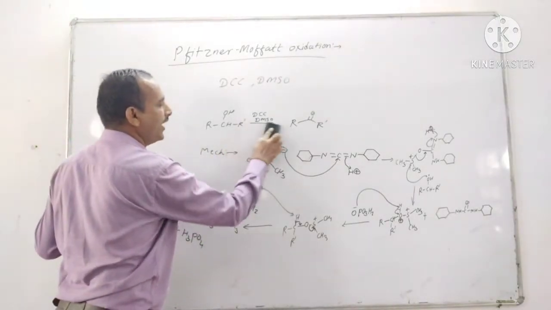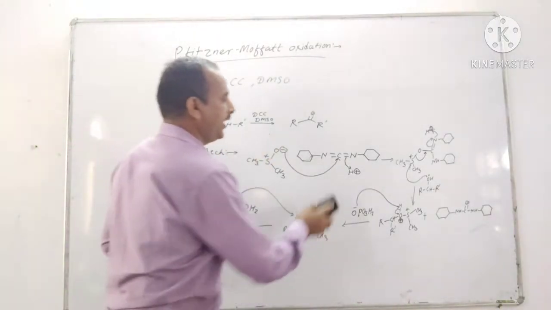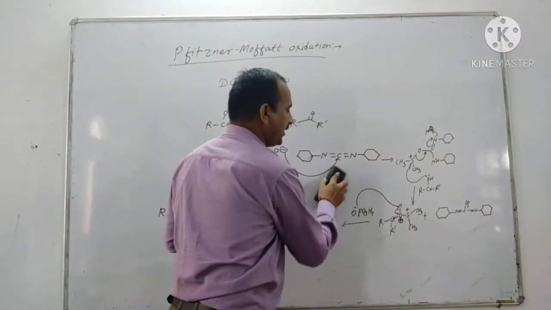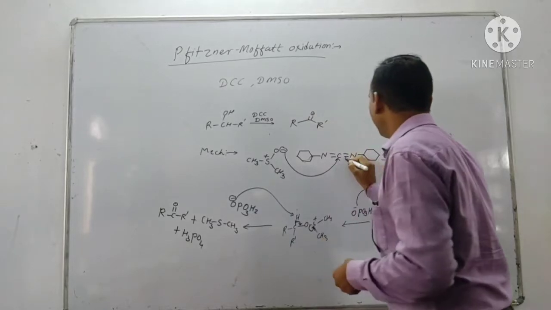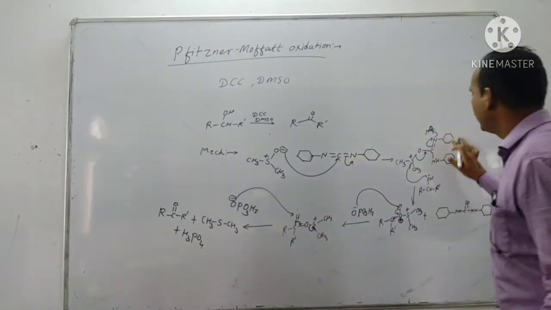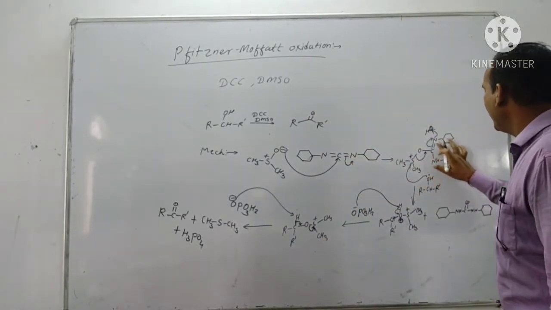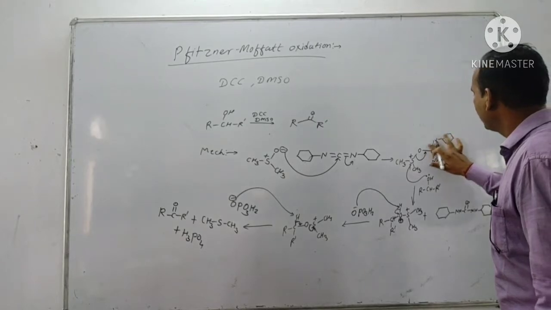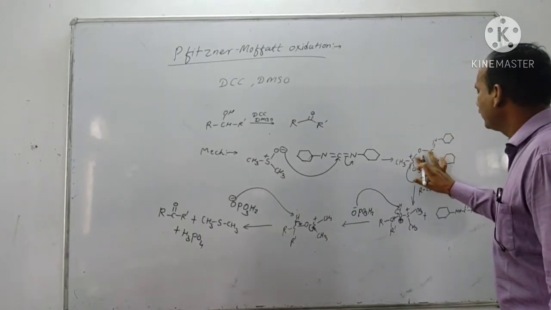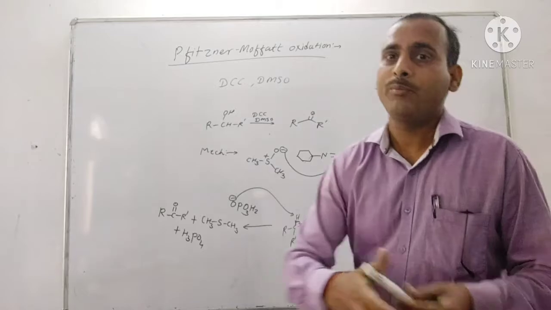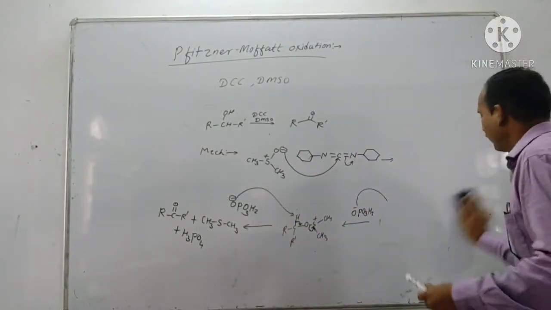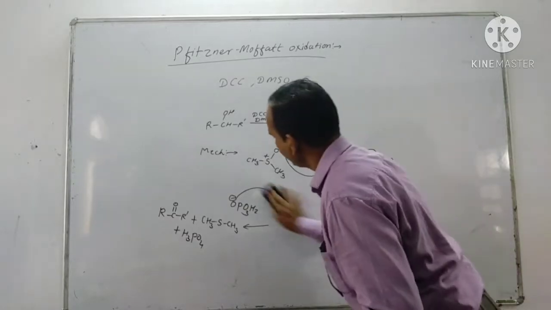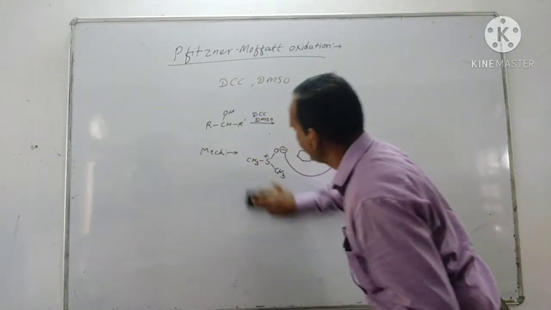Now if there is no acid, then here is N minus. Now this N minus, so let's see the mechanism in absence of acidic conditions. In absence of acidic conditions, what happened?